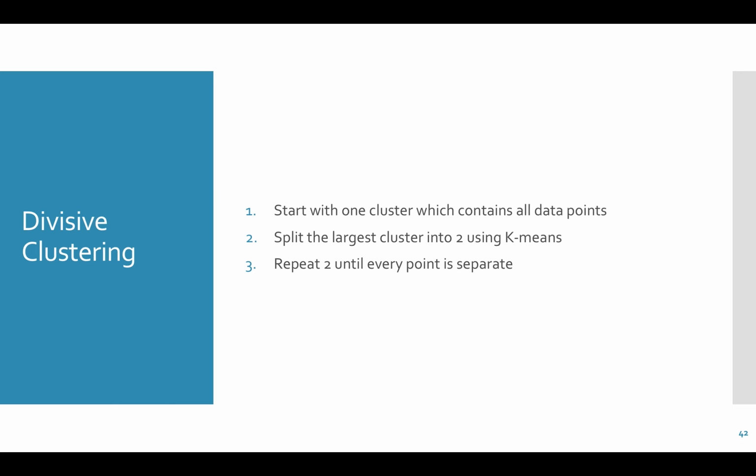So here's the algorithm again. We start with one cluster, which contains all data points. We split the largest cluster into two using k-means, and we repeat the second step until every point is separate.